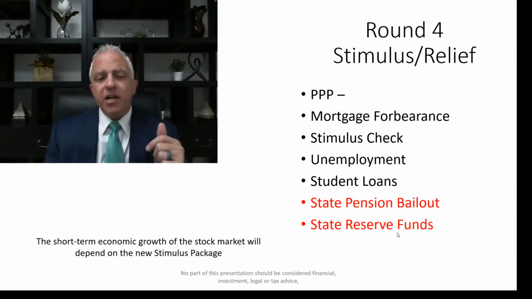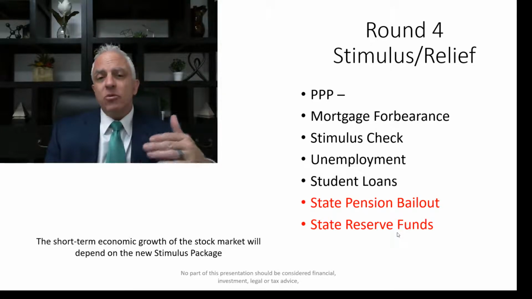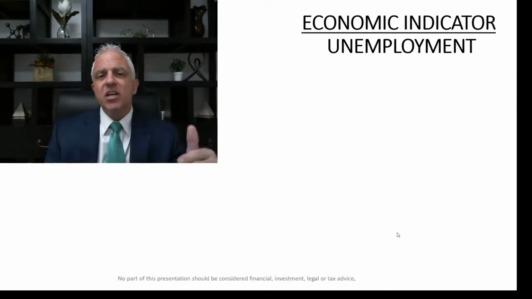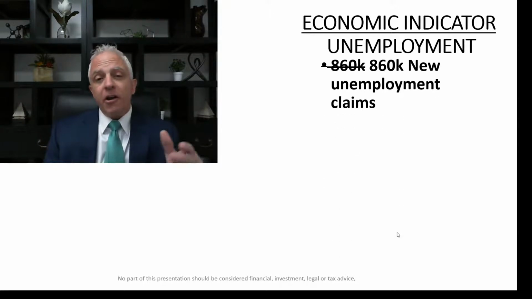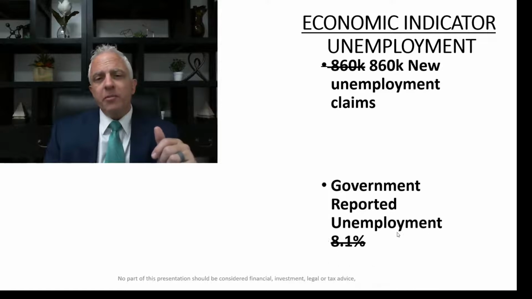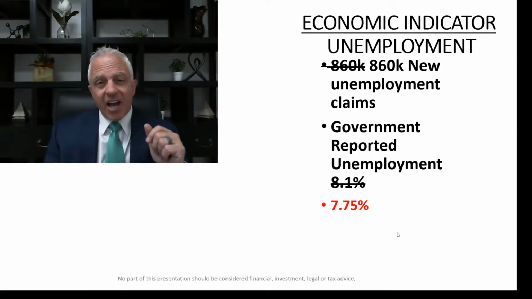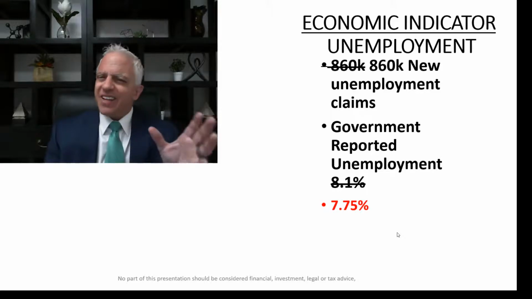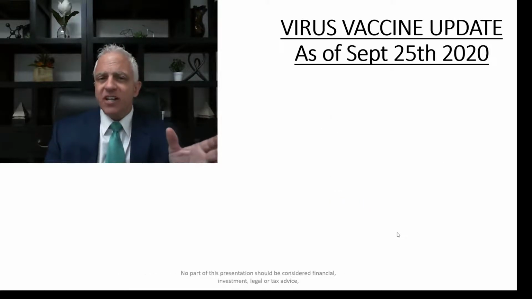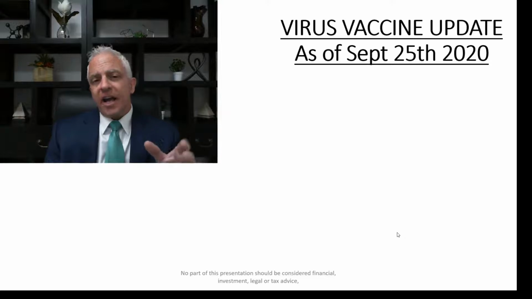And again, the short-term economic growth of the stock market is going to depend upon the Stimulus Act, and then it will smooth itself out with the vaccine and with people getting back to work. All right, economic numbers this week. We got 860,000 new unemployment claims. However, the actual unemployment rate went down about 15 basis points. Not a lot, but it shows that it is leveling out even as we are getting these second waves.